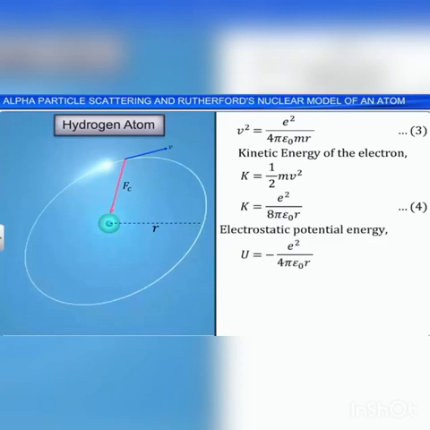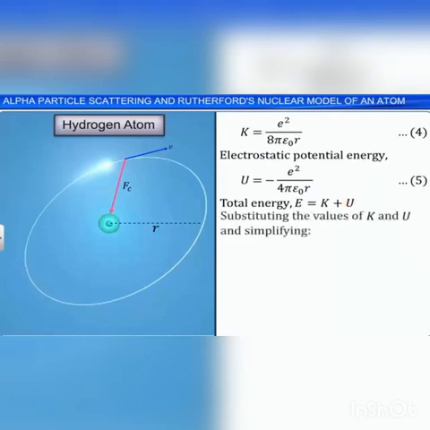The total energy E of the electron in the hydrogen atom is equal to the sum of the kinetic energy K and the potential energy of the electron U. By substituting the expressions for K and U and simplifying, we get E is equal to minus e square by 8 pi epsilon naught r. So, the total energy of the electron is negative. This implies that the electron is bound to the nucleus.